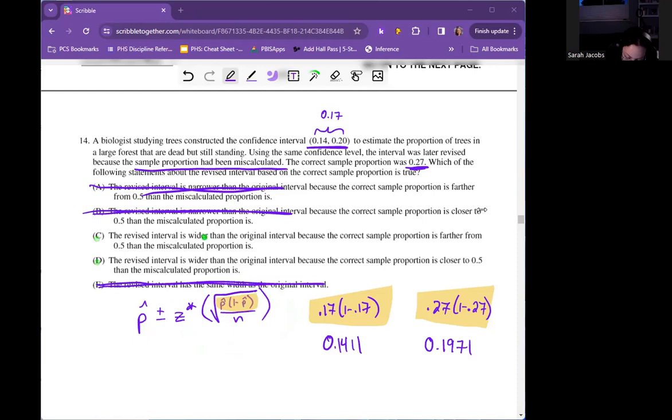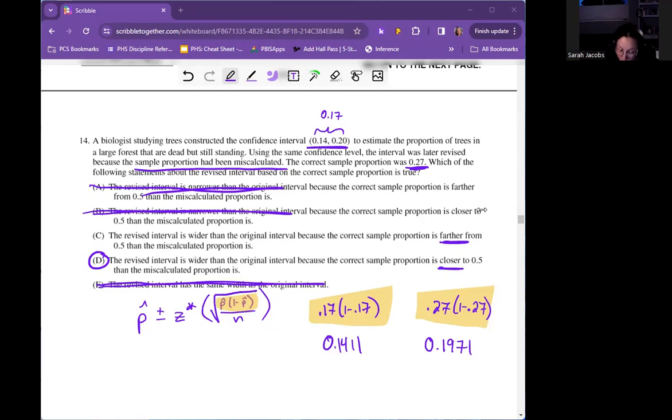The revised interval is wider than the original interval because the correct sample proportion is farther from 0.5 versus closer to 0.5. That's the only difference in those two answer choices. Well, now hopefully it's simple. Is 0.27 farther or closer than 0.17 to 0.5? Hopefully you realize that 0.27 is closer to 0.5. So that's why D has to be our answer.